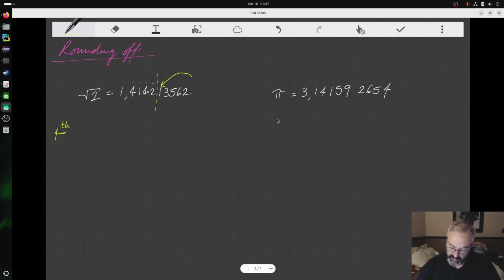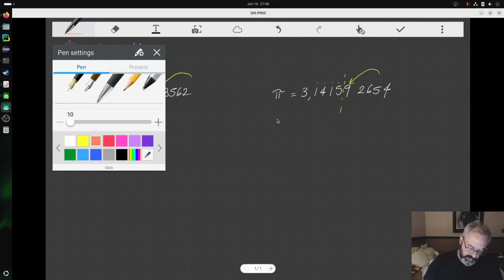Okay, so 1, 2, 3, 4, and we put an imaginary line in, and we go and have a look at the number that's immediately after or immediately to the right of that imaginary line. Okay, now we've got a rule to apply, and that rule is the following.